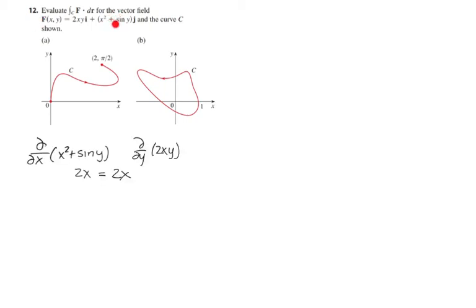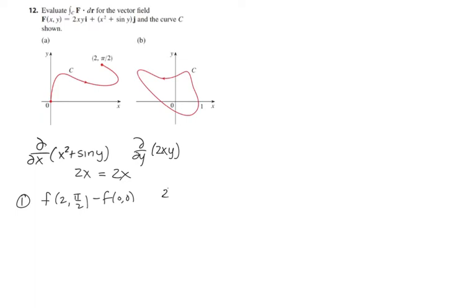If we take the partial here with respect to x, we get 2x. The partial here with respect to y, we get 2x. And since those partials are continuous on our domain, the vector field is conservative. So once we know the vector field is conservative, we have options for how to handle it. We could either find the potential function, the little f, and then evaluate it at the end point minus the start point.